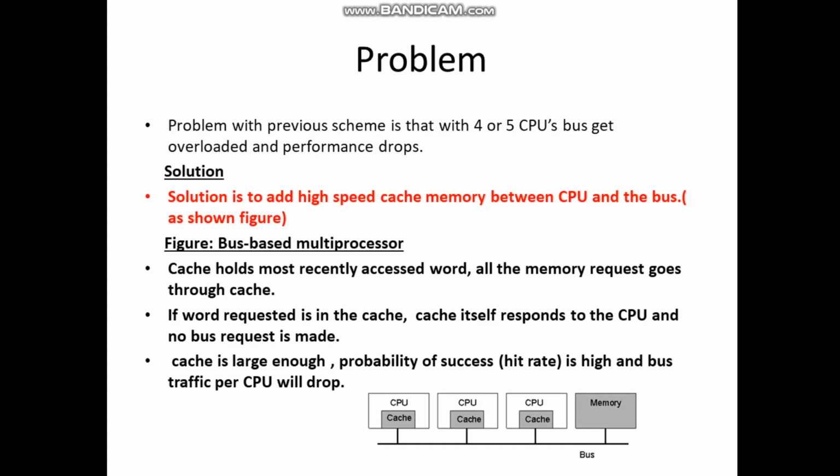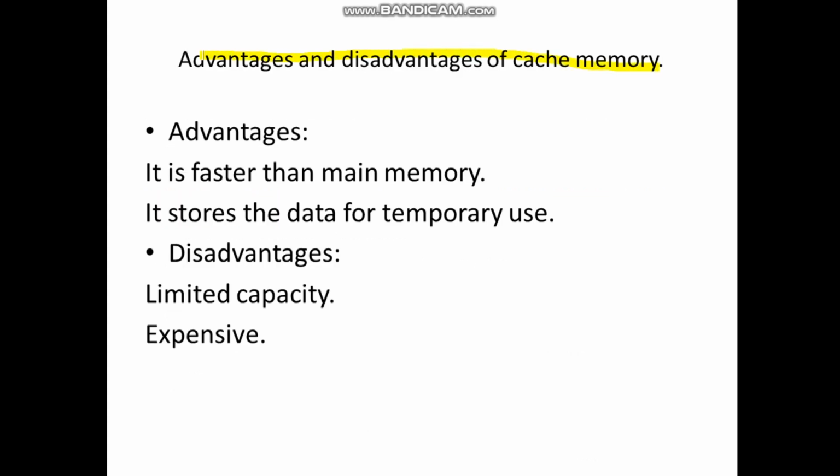Problem with the previous scheme is that if there are 4 or 5 CPUs, the bus gets overloaded and performance drops. Solution is to add high-speed cache memory between CPU and the bus. Cache holds most recently accessed word and all the memory requests go through cache. If the word requested is in the cache, cache itself responds to the CPU and no bus request is made. If the cache is large enough, the probability of success, that is hit rate, is high and traffic per CPU will drop.